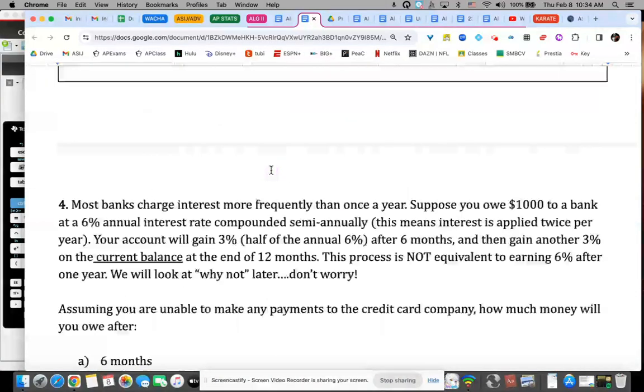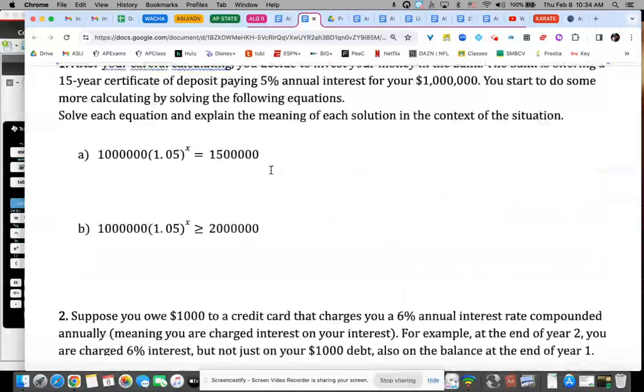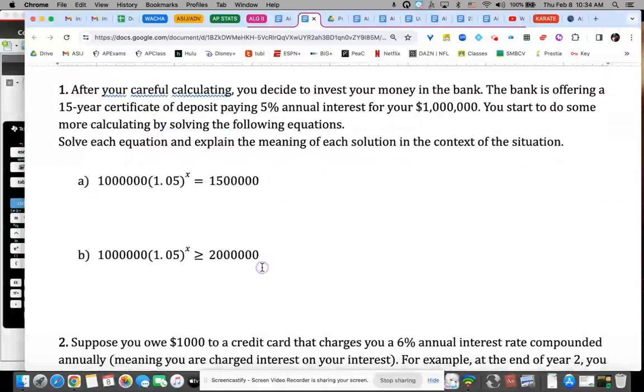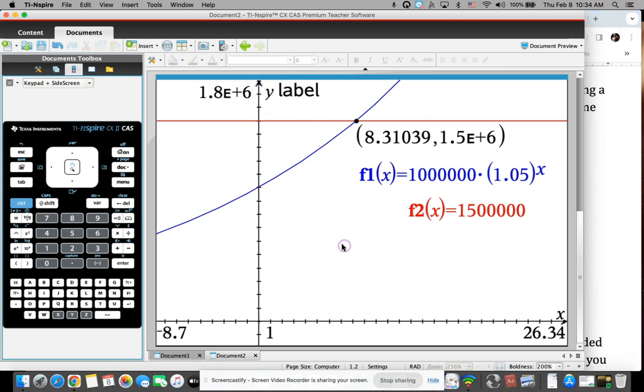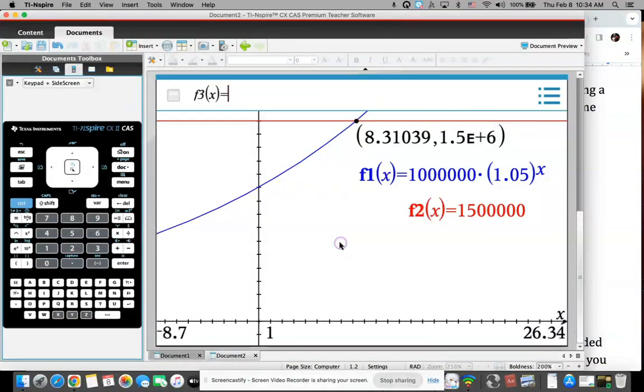Okay, the next one, same thing, except now we're changing from 1.5 million to 2 million. So we're gonna double our money, right? Oh, how do I do that? Well, just hit your tab button. It gives you a new line, but you can scroll up to see your previous number. And I'm just gonna change this to 2 million instead of 1.5 million.